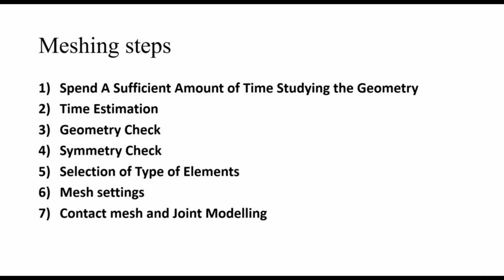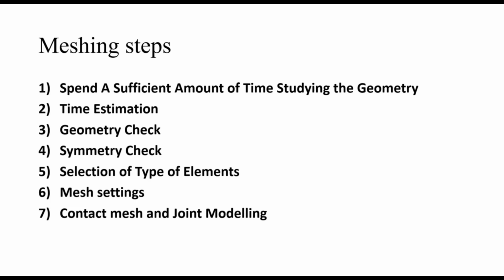As I have told you, we need to decrease the size of the model in order to increase the efficiency of the problem. For that purpose you can do a symmetry check, and if there is symmetry in the object, you can decrease the size of the model. And then you need to select the type of elements that you are going to mesh the object with, and you also have to set the mesh settings.